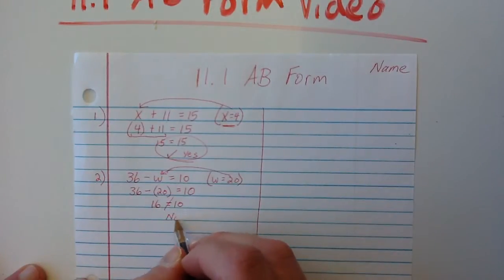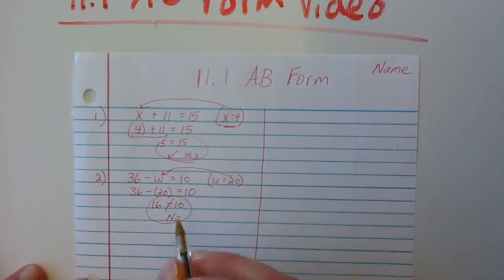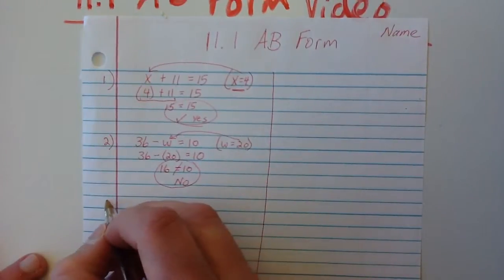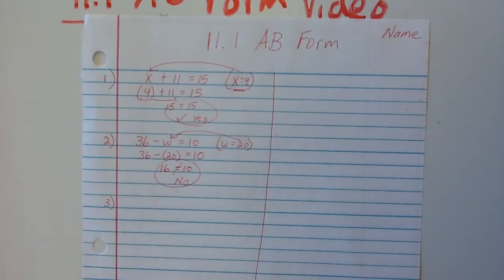So I will write no. 16 does not equal 10. No. 20 is not a solution to this equation. So in the form, I would click no for number 2. Skip a line, go to number 3. Number 3, copy down what number 3 says.